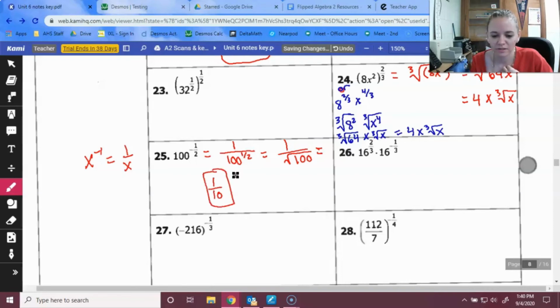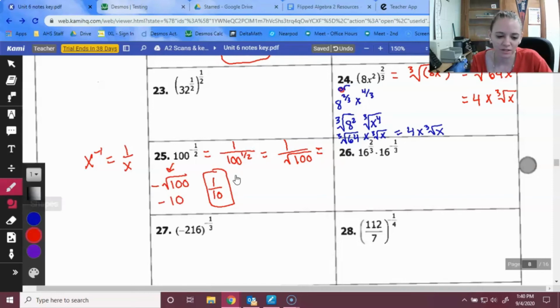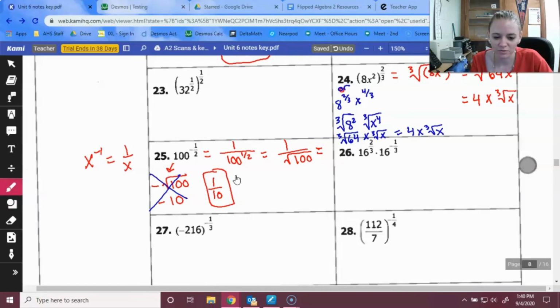Now, there is no way to do the negative first. It doesn't mean that we take the negative and put it out front, and then we square root 100, like move the negative out and then just convert that, because that would give us negative 10, and negative 10 is not the correct answer. So that is something you definitely do not want to do. Don't be tempted that a negative exponent is going to make your answer negative. That is not the case.